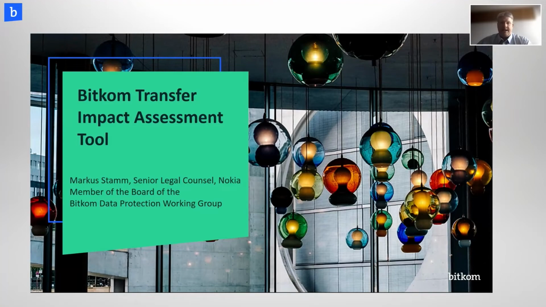So the question we put ourselves to was, how can we support Bitkom members in fulfilling their obligations when doing cross-border data transfers? And we reached the conclusion fairly quickly that the way to go is a Bitkom transfer impact assessment tool, or BITIAT. And during the next 30 minutes, I would like to briefly give you an overview as to what that tool is going to be doing, what it's capable of, how we constructed it, and what the underlying thought processes are.